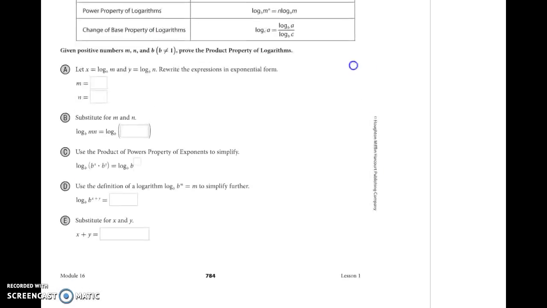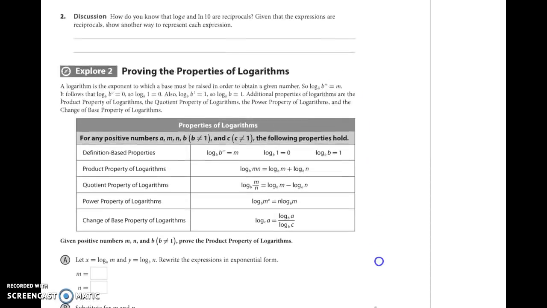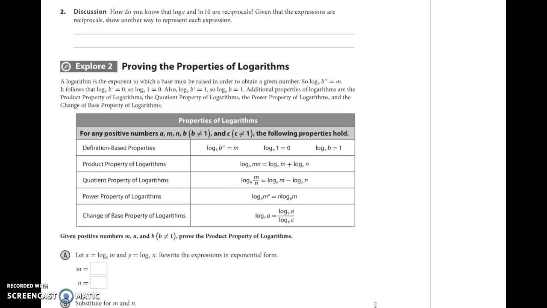Alright, if we move on to the next page, which is 784, we have this very important chart for us. That's the properties of logarithms. I would go ahead and highlight this. You are going to want to memorize these. These are all very, very important. We have some definitions and how to simplify some logs using these. We have the product property of logarithms, quotient property of logarithms, power property of logarithms, and even change of base.